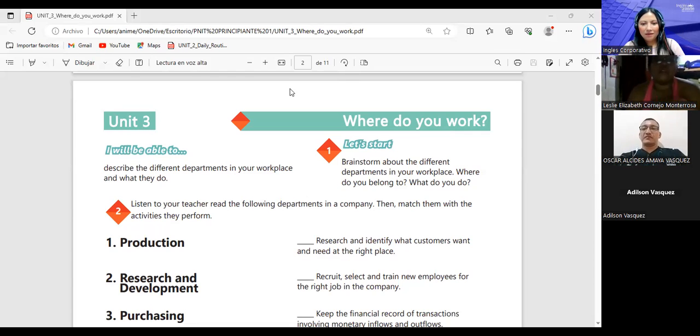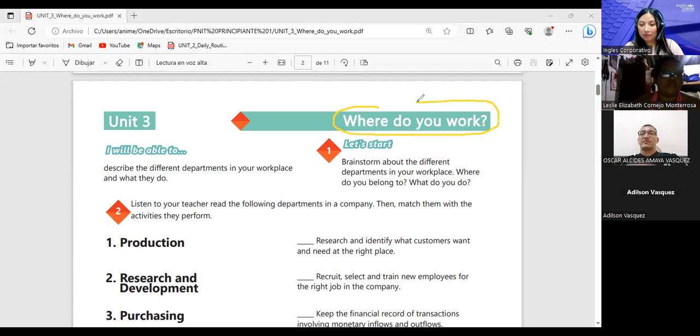So, if you see, we are going to be making questions. Nuestra unidad inicia con una pregunta. Nos vamos a enfocar en preguntas, by making questions. Necesitamos obtener información. Remember, this is English for work. Inglés para el trabajo. Necesito obtener información o intercambiar información, ¿sí? Sobre qué hago, a dónde trabajo. Y ahora vamos a responder esta.